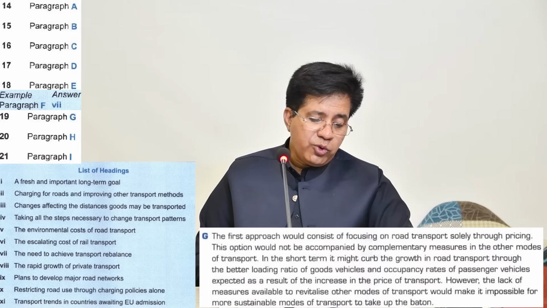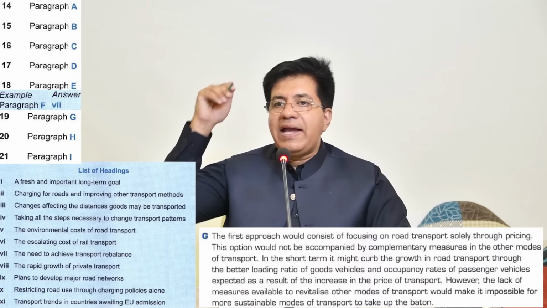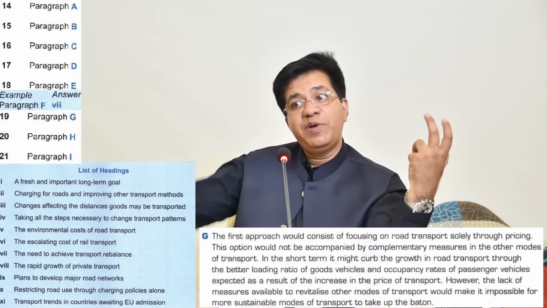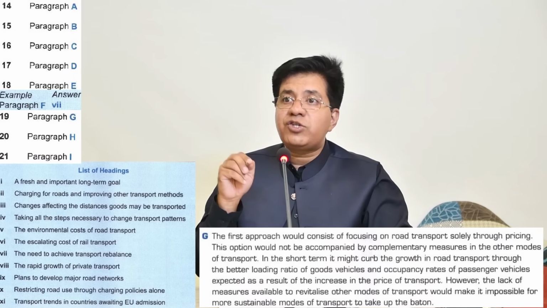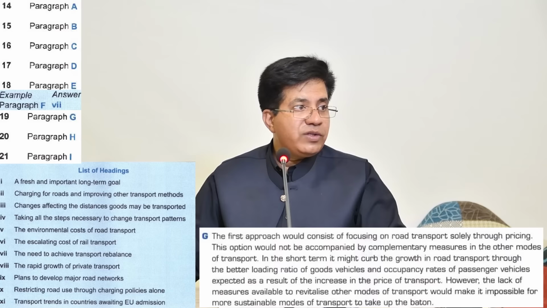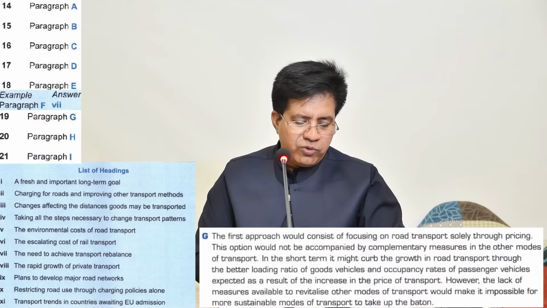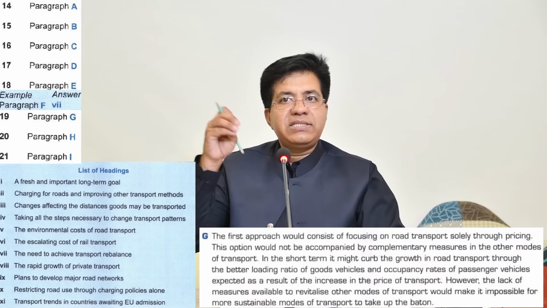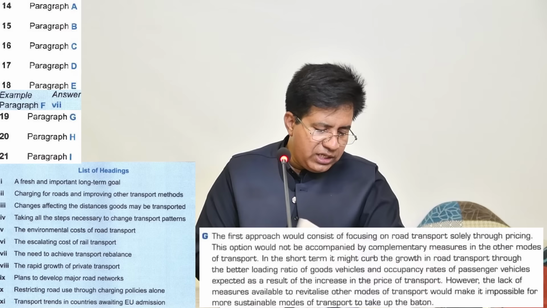Now, listen, one more thing. Whenever a heading contains 'and' and there are two phrases, what happens? One phrase will match, but the second phrase will not match. I've seen it in some other tests also. So usually that is the wrong answer. Now you are saying two: charging for roads and improving other transport methods. Other transport methods are not mentioned. So this is not the right answer. The right answer is heading number 10, restricting road use through charging policies alone. Now please come back. What is the word for charging policies alone? They said solely. Solely through pricing. Pricing means charging policy. Solely means only. So for G, question number 19, the correct answer is heading number 10. And you will write it like X.